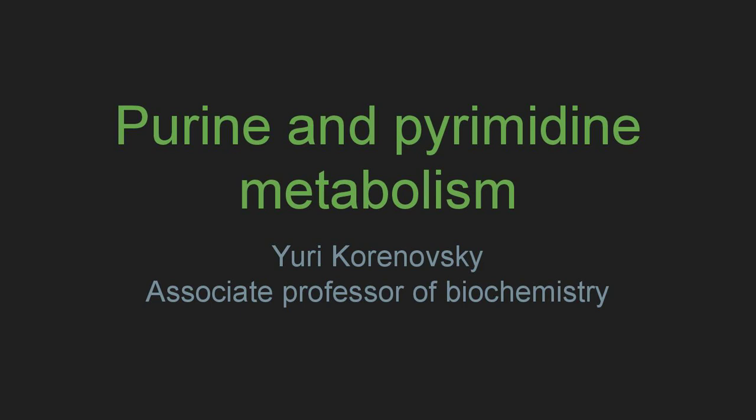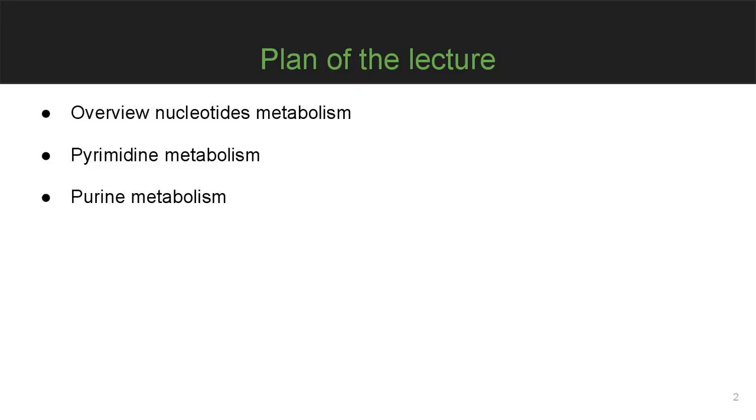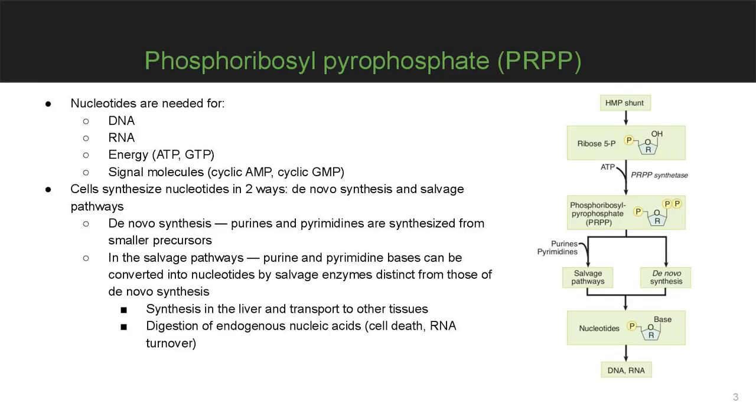Purine and pyrimidine metabolism. The main questions of the lecture: overview, nucleotides metabolism, pyrimidine metabolism, and purine metabolism. Nucleotides are needed for DNA and RNA synthesis, DNA replication and transcription, and for energy transfer, and they're used as signal molecules. Nucleoside triphosphates, ATP and GTP, provide energy for reactions that would otherwise be extremely unfavorable in the cell.